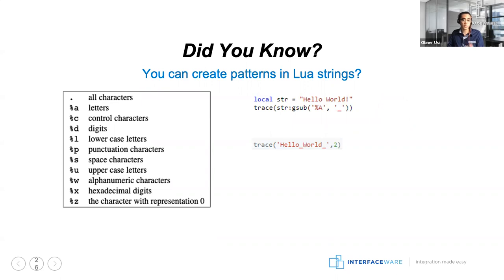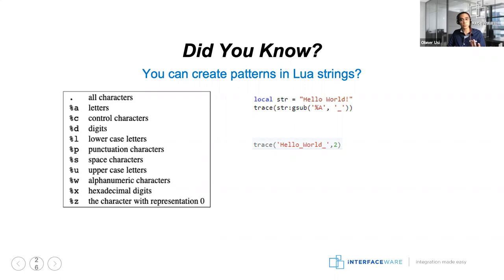We can take this further. The capitalized version of the character class represents the complement of that class. In this example, we use the capitalized %A to represent all characters other than letters. Normally, lowercase %a would represent only letters. Here we use gsub to replace the white space and exclamation mark with an underscore.